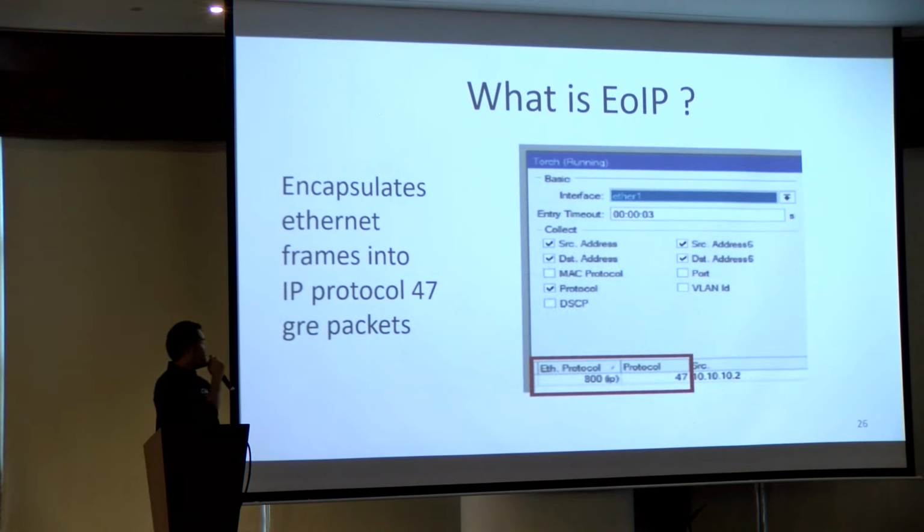This is the EoIP packet. It uses IP protocol 47, GRE packets. This is the torch from MikroTik. We can torch it and see protocol 47. The first part is the Ethernet protocol IP. The code 800 means it is for IPv4, and another code is for ARP and others. This is just the code for the Ethernet protocol.